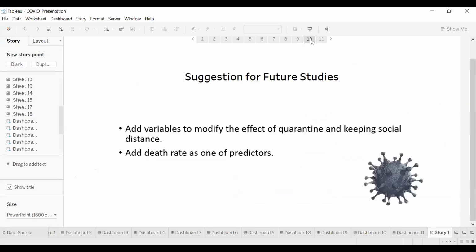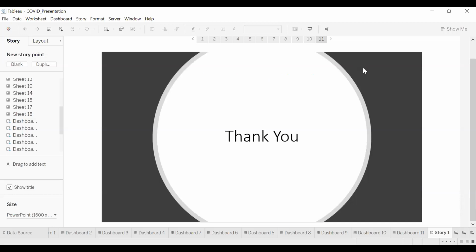Okay. So for the suggestion for future study, I think it would be better to add some variables or factors to modify the effect of quarantine and keeping social distance, which will make the model more precise. And also, I didn't add the death rate as a predictor because of time limits, and I think it would be better to add the death rate as one of the predictors. So yeah, that's all. Thank you.